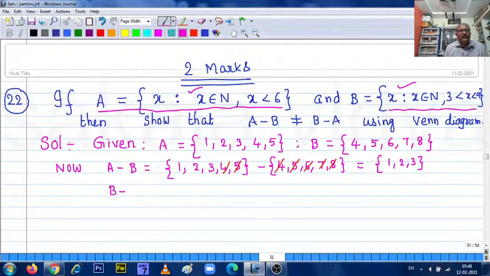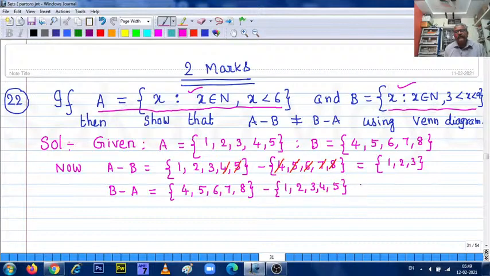Next, B minus A. B minus A means from B take away the elements of A. So 4, 5, 6, 7, 8 minus 1, 2, 3, 4, 5. Here 4 and 5 are taken out, and 1, 2, 3 are not in B. So the remaining elements are 6, 7, 8. This is B minus A.